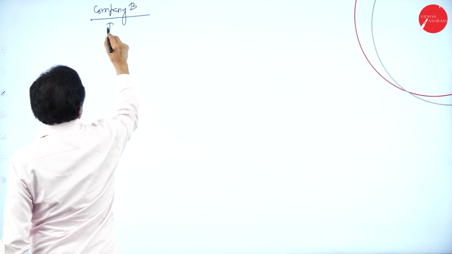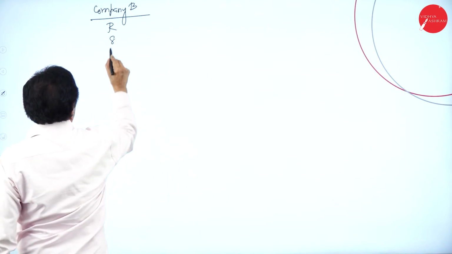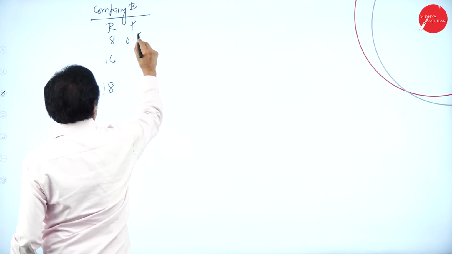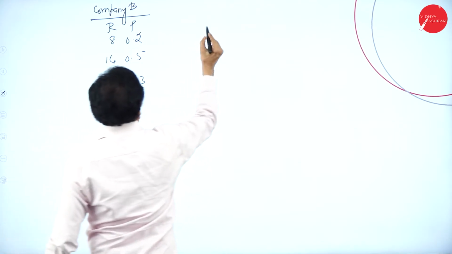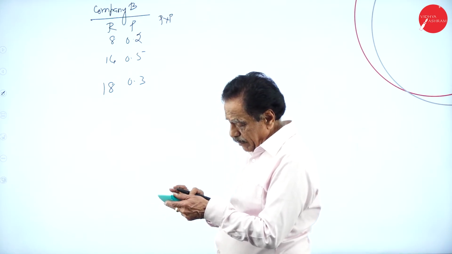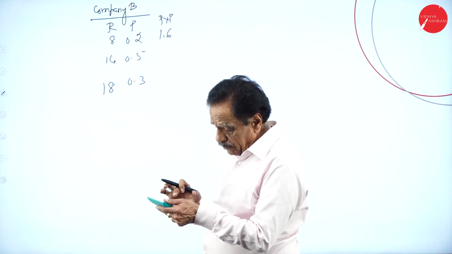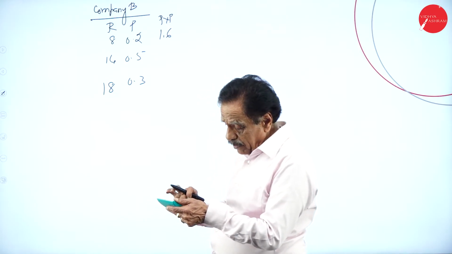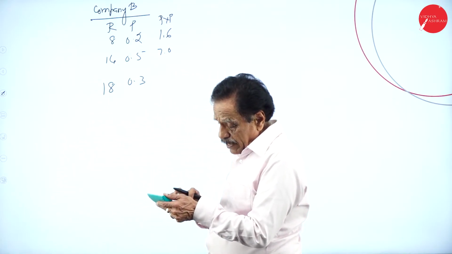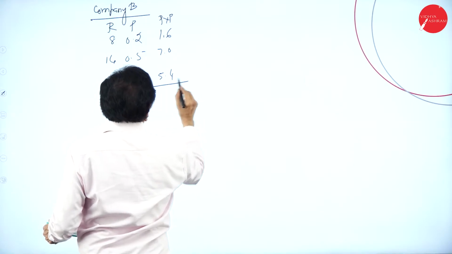Company B returns: 8, 14, 18, with probabilities 0.2, 0.5, 0.3. Multiply R into P. 8 into 0.2 is 1.6. 14 into 0.5 is equal to 7. 18 into 0.3 is 5.4. Add the figures.